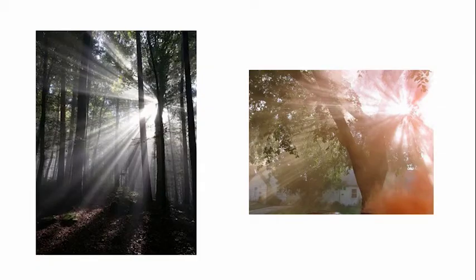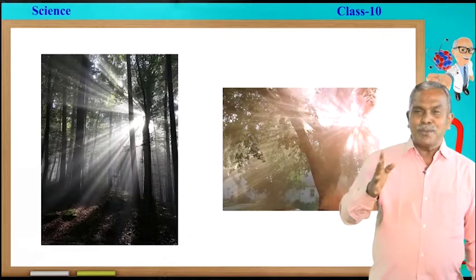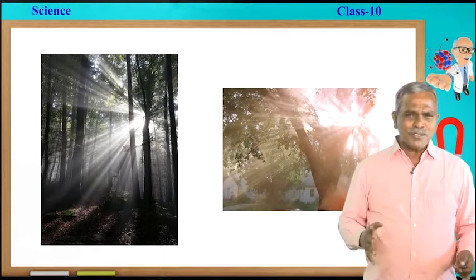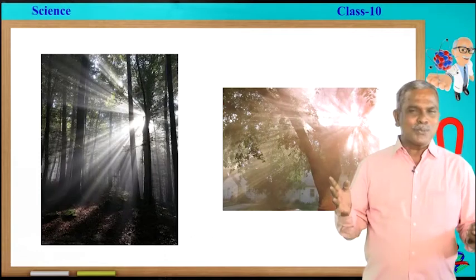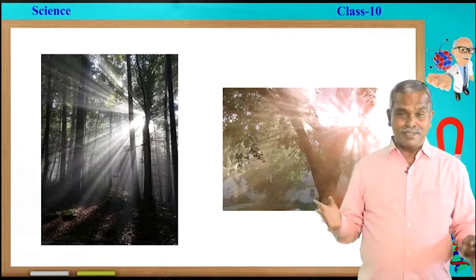You could see this is called the canopy. Like in the dense forest, the sunlight is going to enter like this and it is going to scatter. Why is it going to scatter? Because of the water droplets which are present in the dense forest.